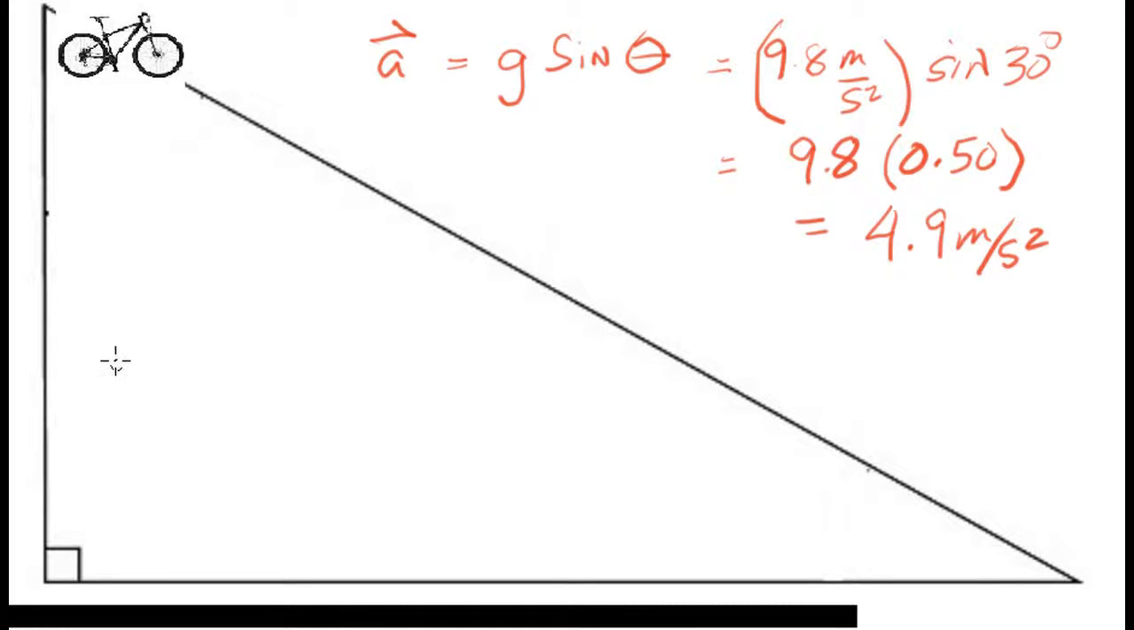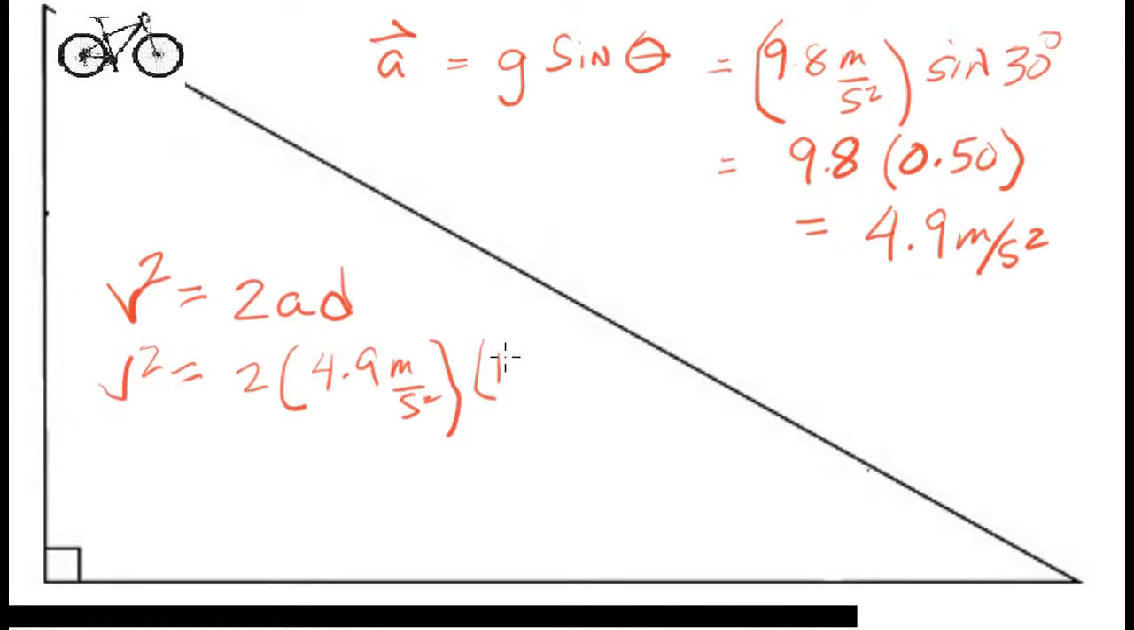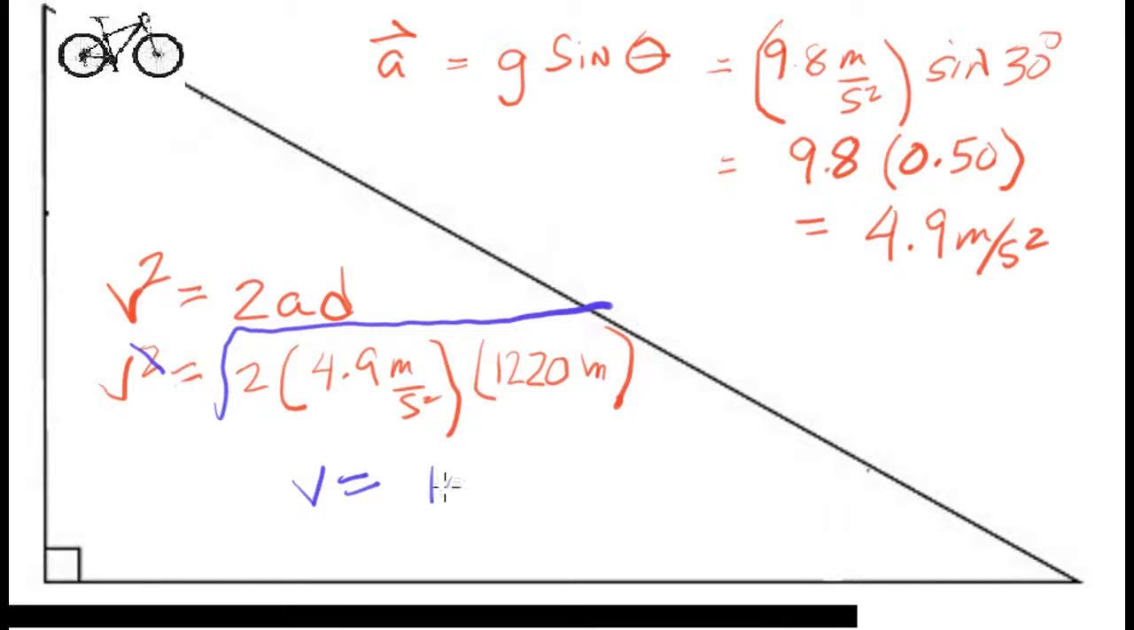And if we know acceleration, we can then plug that acceleration into this equation. Velocity squared is 2 times acceleration times distance traveled. And that means velocity squared is going to be equal to 2 times 4.9 meters per second squared times 1,220 meters. And if we want to get rid of that square exponent there, we know we have to take the square root of both sides. So if we do so, the square root of 2 times 4.9 times 1220 gets us to a velocity which equals 109 meters per second, which is the same exact velocity that we calculated in problem number 1.